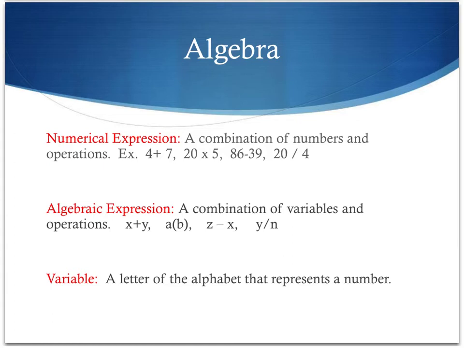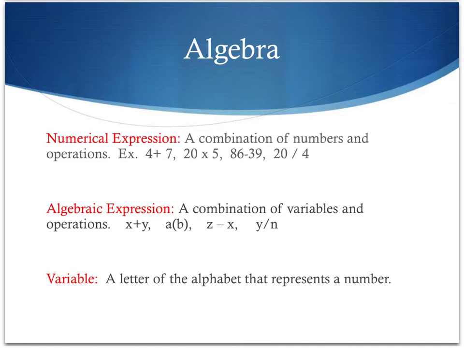Anytime you're doing that with numbers, that's just called a numerical expression. I have numbers and it's telling me what to do to them. An algebraic expression would be a combination of variables and operations, where a variable is just a letter of the alphabet: x and y, a and b, z and x, y and n.